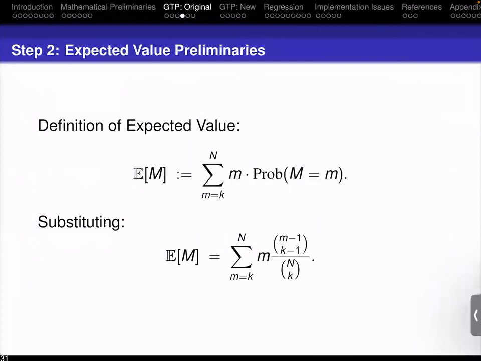So now in probability, you'll talk about the expected value. If you've ever been in a class where everything is not weighted equally, you've seen expected value, 45% final, 40% midterm. You take each thing, multiply it by its weight, and then sum them. So the expected value of some random variable m is just the sum of m times the probability that you get m. And so when we substitute, we get the sum of m times (m minus 1 choose K minus 1) divided by (n choose K).